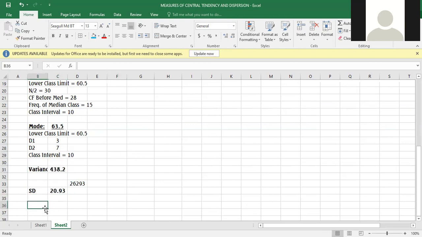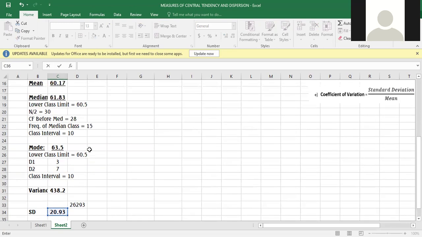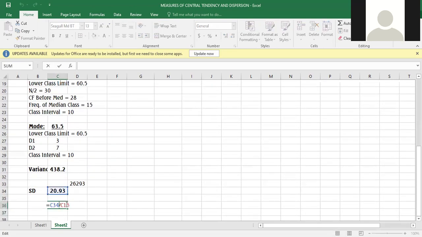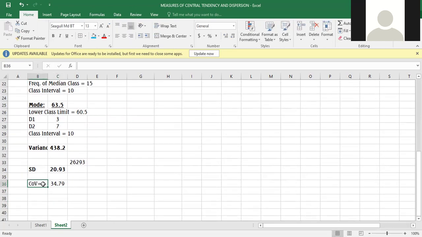And to now determine the coefficient of variation, all you've got to do is divide the standard deviation by your mean. Yes, by your mean. And of course, we can multiply this by 100 to get a percentage. And so what we are going to have will be 34.79%. This is our coefficient of variation, in percentage.